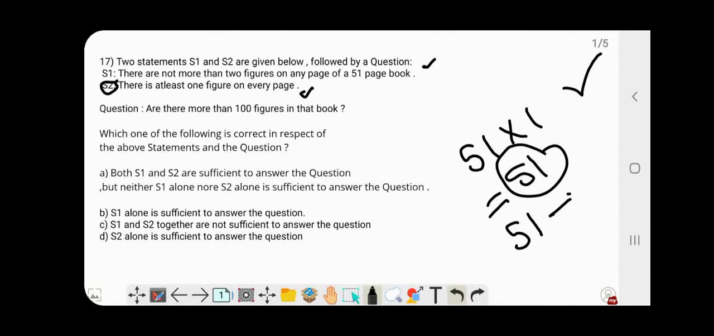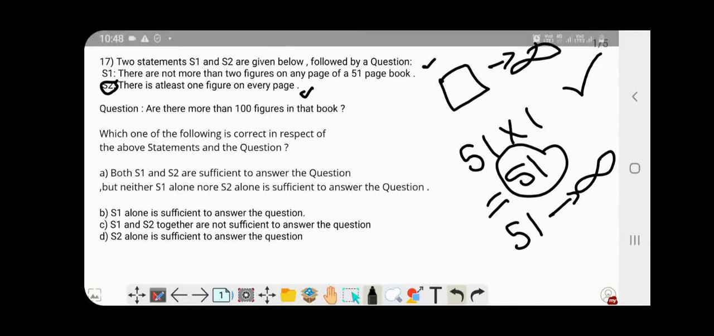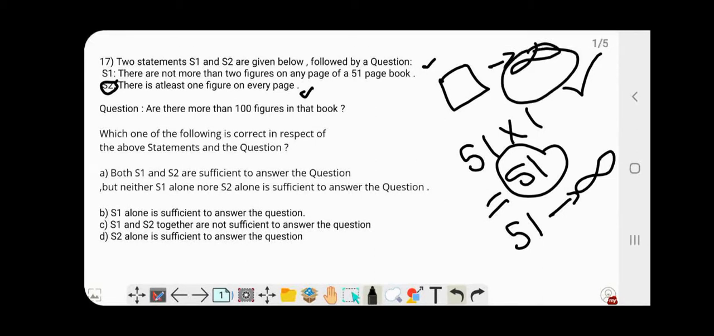So it can vary from 51 to infinity. Okay, suppose in a page you have an infinite number of figures. This is just theoretical, you can't actually draw infinite figures. So infinity into 51 is infinity, and 51 into 1 is 51. So we have a minimum of 51 figures and a maximum of infinite figures.